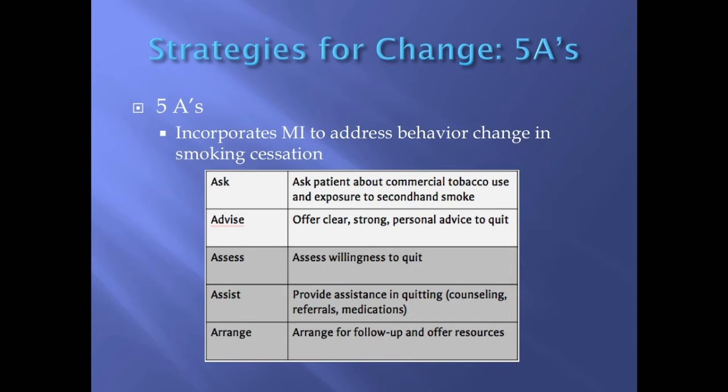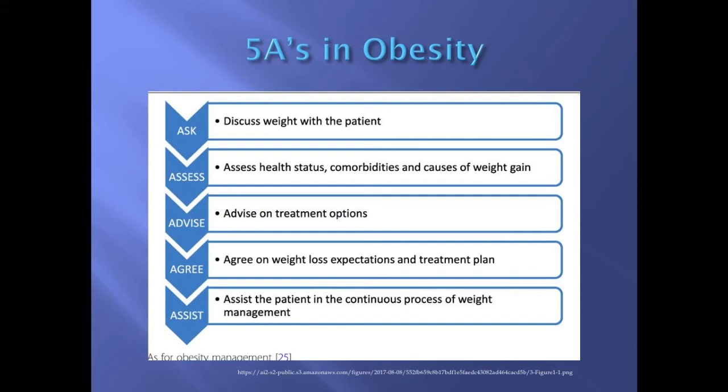There's the 5 A's, another evidence-based strategy that incorporates MI to address behavior change in smoking cessation. Ask, advise, assess, assist, arrange. These are all in here so that if you want to use them or refer to them later, you can. The 5 A's is used in obesity as well.